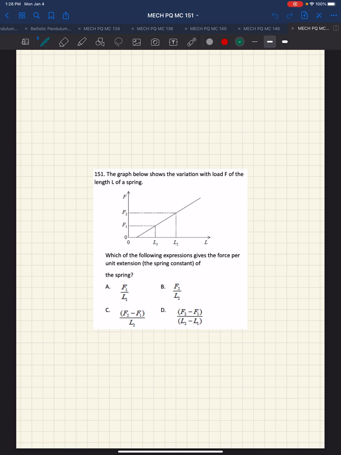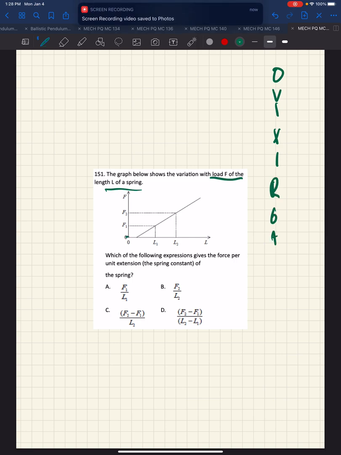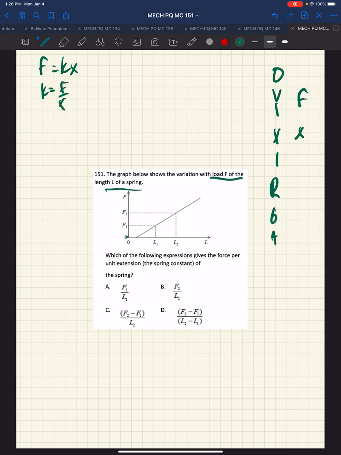So to start off, we have a graph. We have a load force and the length of a spring, and we'll apply our axes. Origin. There is an origin there. The y-axis is force. The x-axis is length, so we should be thinking immediately of Hooke's law, F equals kx, and k is the force over the elongation, which has units of newtons per meter. So that's immediately what we should be thinking of when we've got a spring and forces and a load.